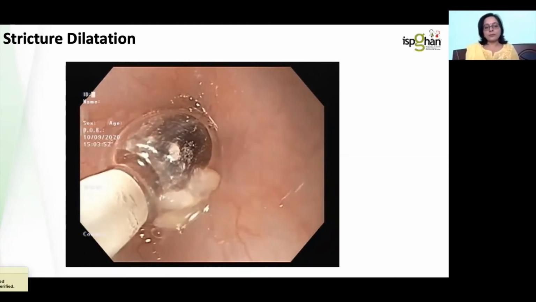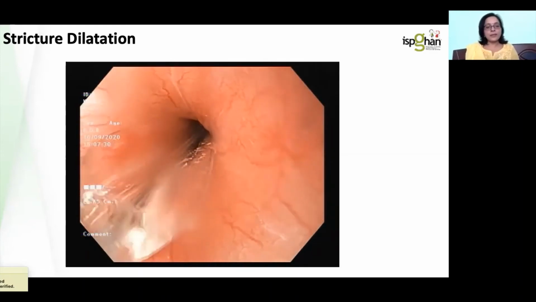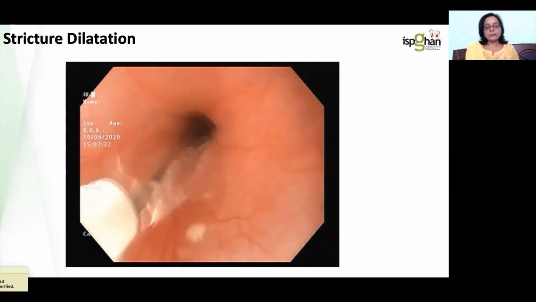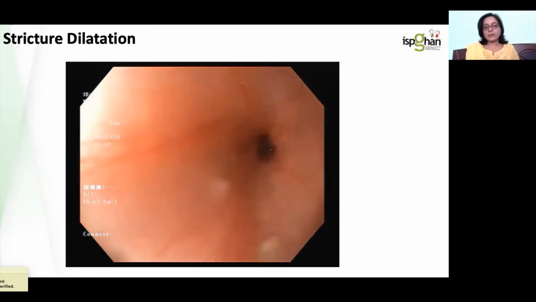Some food pieces are hanging around, and with slough here. And once it is done, we deflate the balloon and pull it out. And this is how the opening looks now. This was after the first session of dilatation.